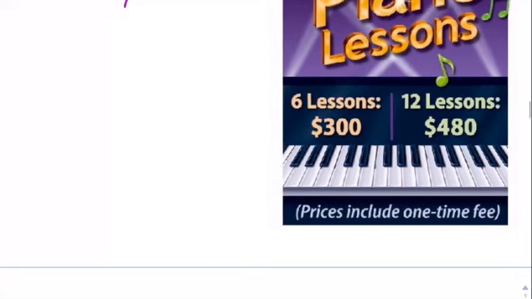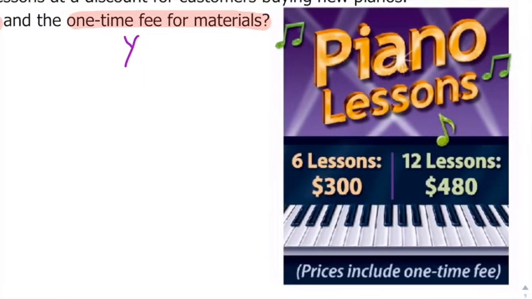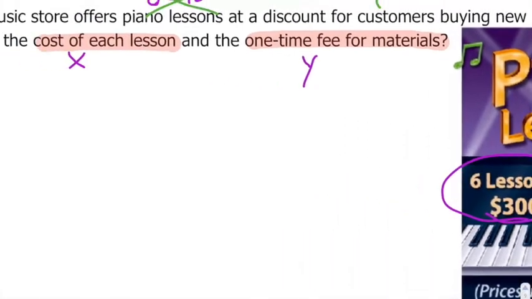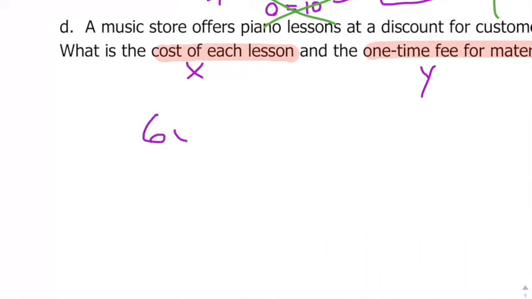And if we go back here and look at the flyer, it's 6 lessons, it's $300. But we can't just say 6x equals 300 and divide by 6. We have to write it kind of like this. We're going to write 6x plus the one-time fee, and then equals $300.